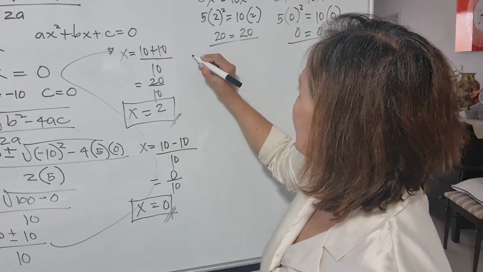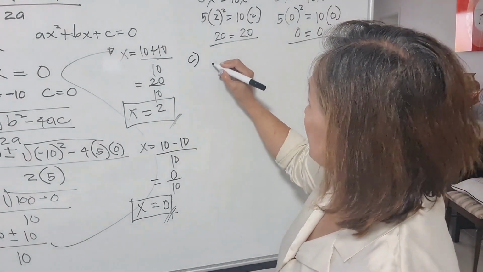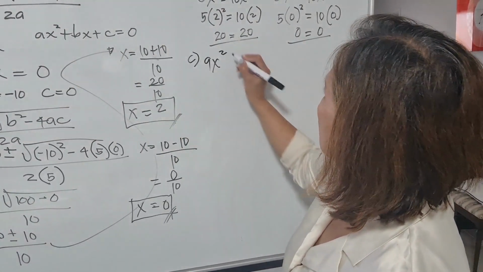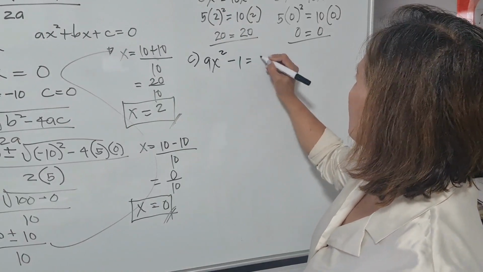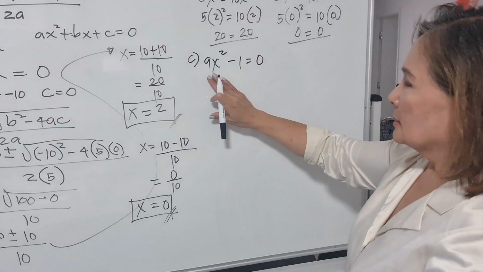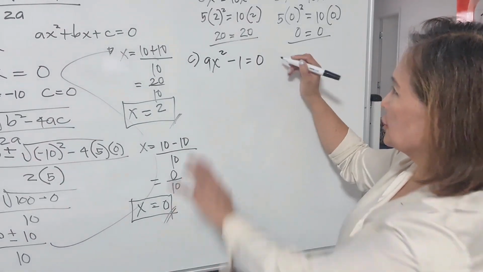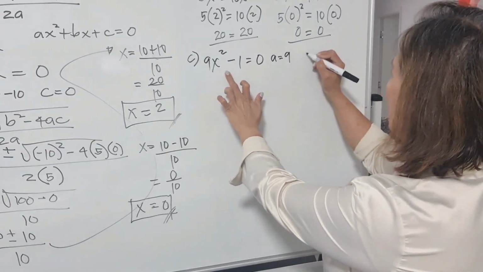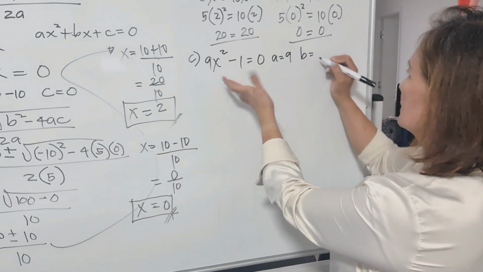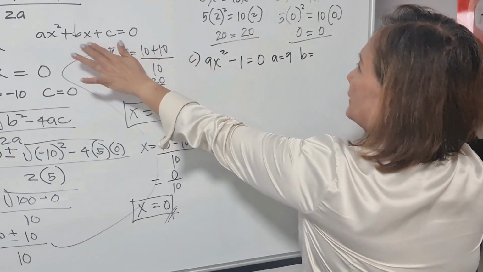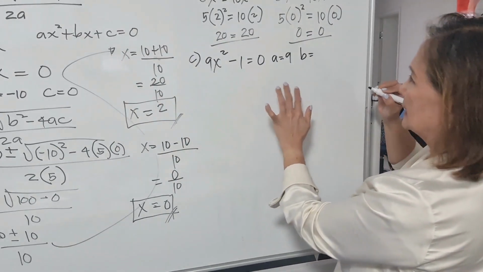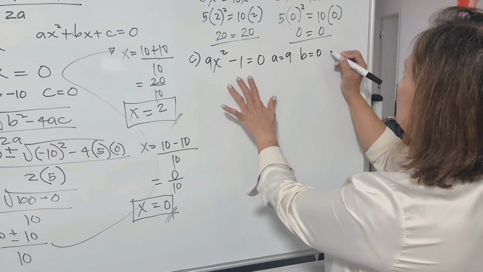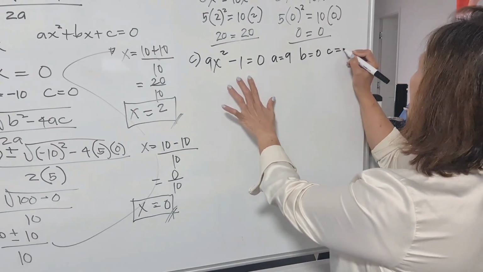Let's mark this as C, where you are given, say, 9x squared minus 1 equals 0. So we have two terms only here, which shows that this is your A, which is 9, and B is 0, because you don't have the second term, following the standard form of quadratic equation. So B is 0 and C equals -1.